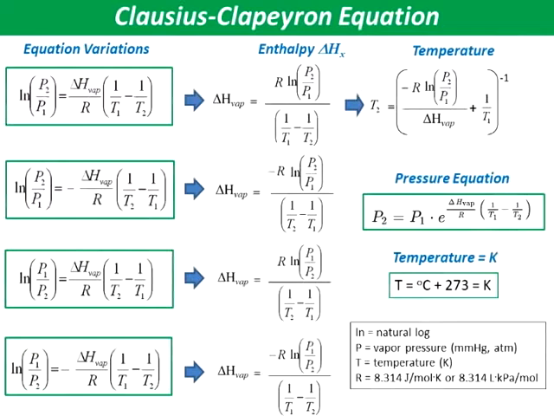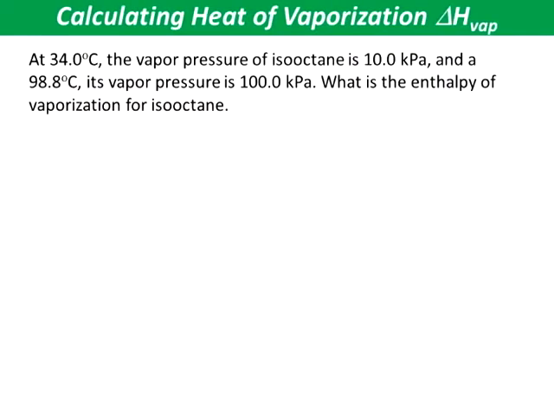Note that when solving Clausius Clapeyron equations, it's very important that you use joule per mole for your delta H values because of the R value. So let's work a problem.